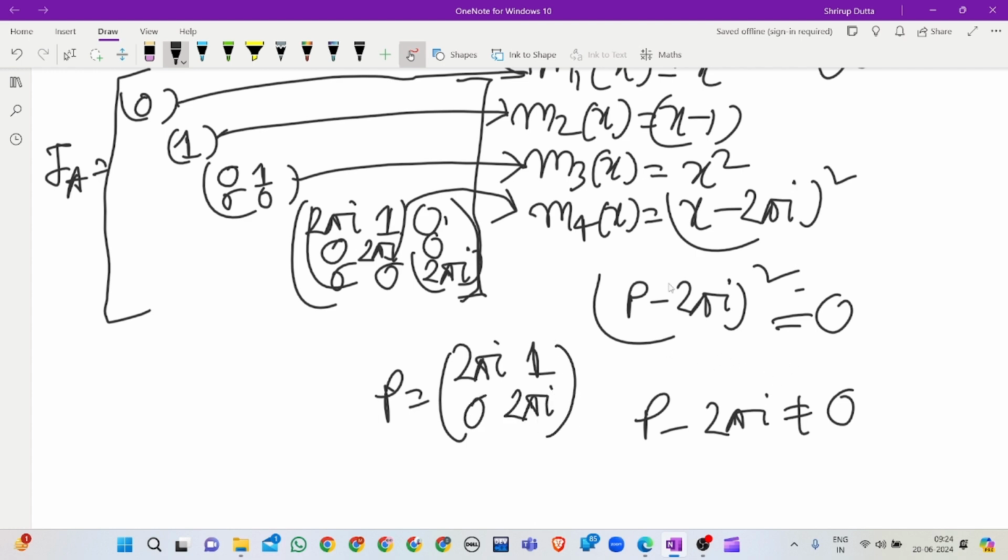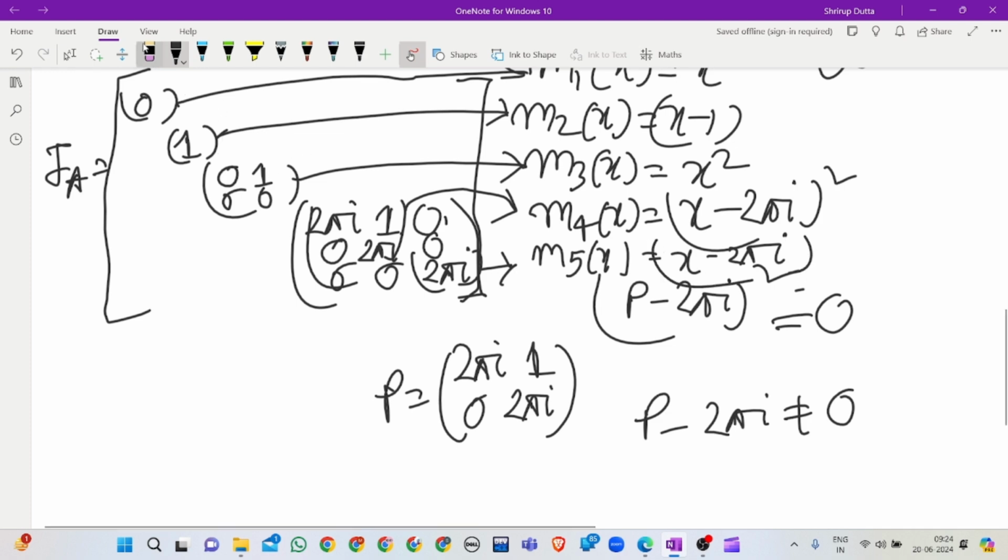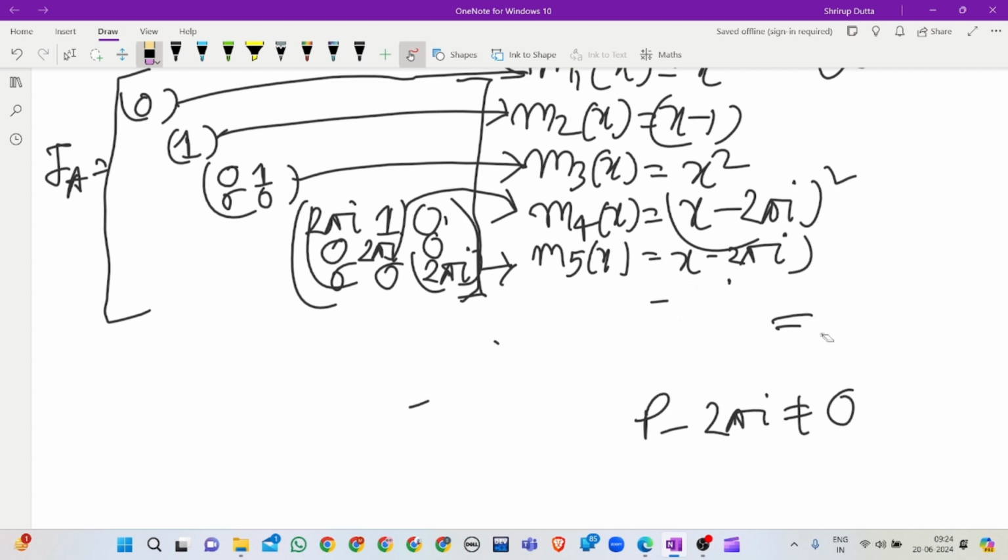So for this Jordan block we have minimal polynomial x minus 2 pi I square, and for this block m5x has minimal polynomial x minus 2 pi I. So what we have now is 5 minimal polynomials.